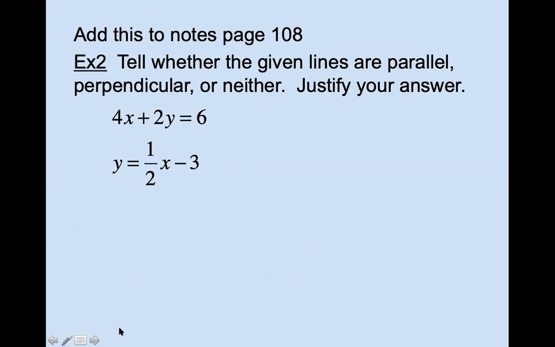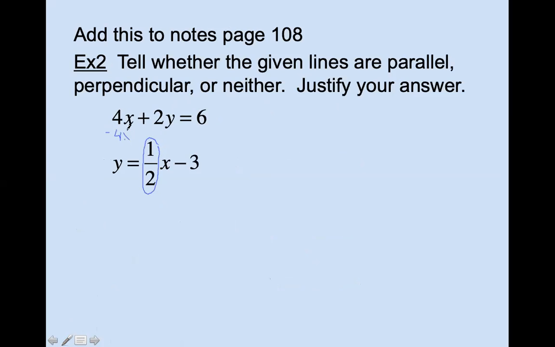This is your other example you need to add to the notes section. It says tell whether the given lines are parallel, perpendicular, or neither, and justify your answers. So again, remember, in order to tell whether lines are parallel, perpendicular, or neither, I need to look at their slopes. So I can see on this second line that my slope is 1/3, but with this equation written in this form, I can't tell what the slope is. So I'm going to rewrite this in slope-intercept form.